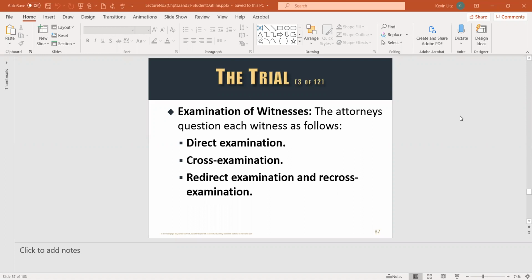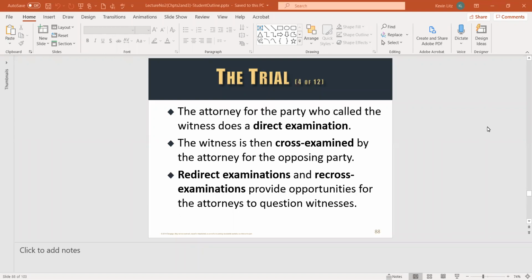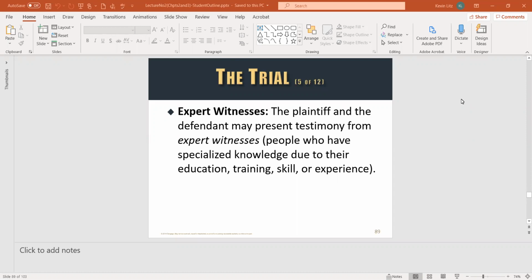Once I get my witness on the stand, you've seen this in the movies, I'm going to ask him questions. The other side gets a chance to cross, and then I might have a chance to direct again, and the other side might have a chance to recross. That just means ask questions again. That explained, the witness we talked about who saw the car accident is a fact witness.